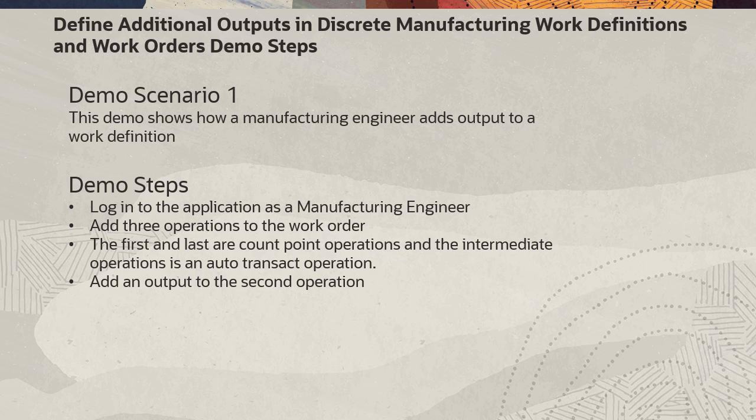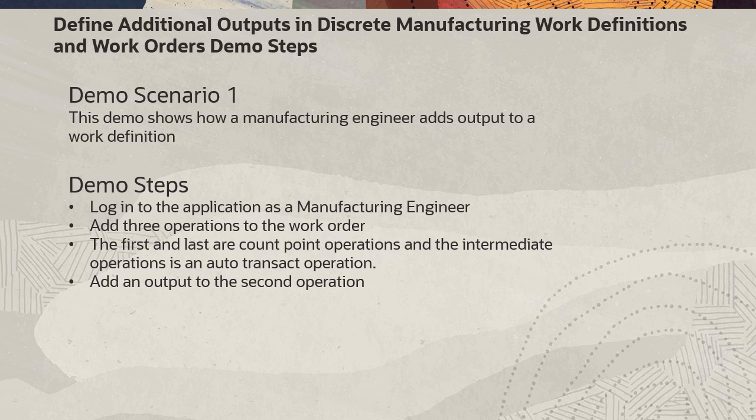In this first demo we will show how to create a work definition for an item with multiple outputs. We will create a work definition for an item flange 15. This is the primary product. The work definition has 3 operations. The first and last are count point operations, and the intermediate operation is an auto-transact operation.